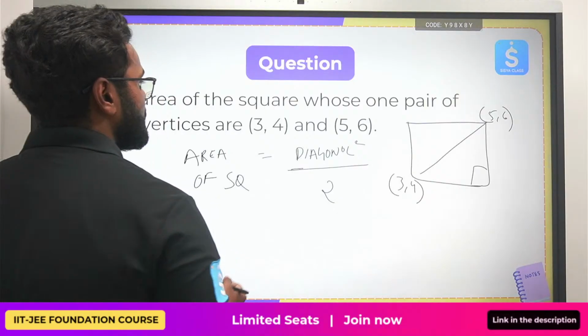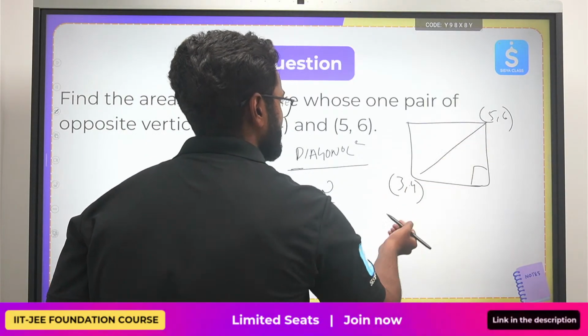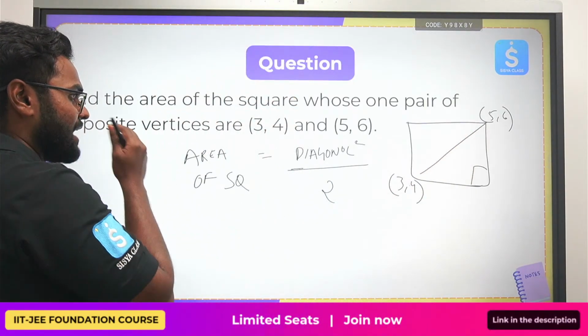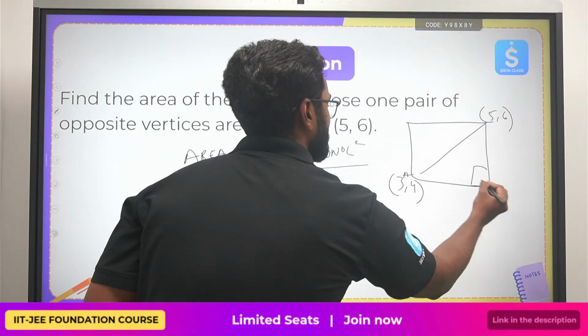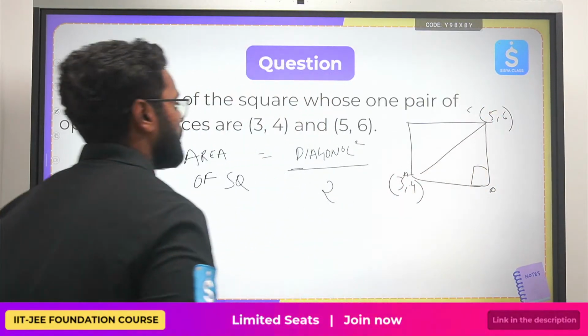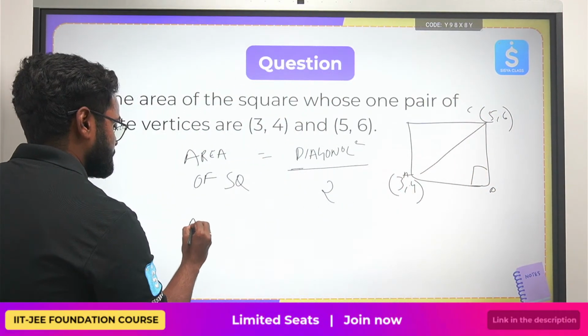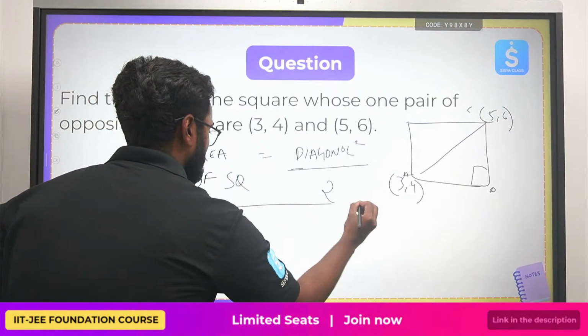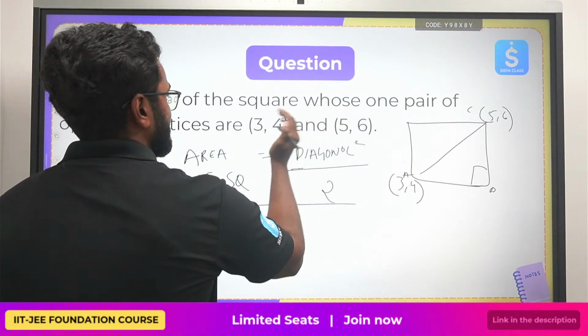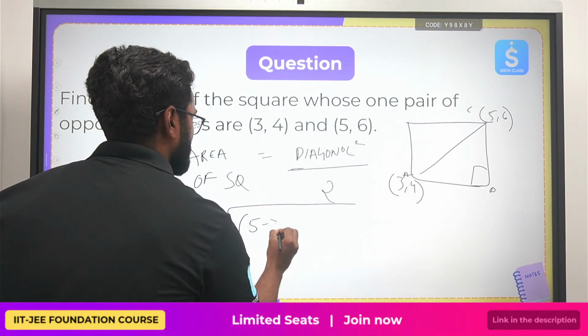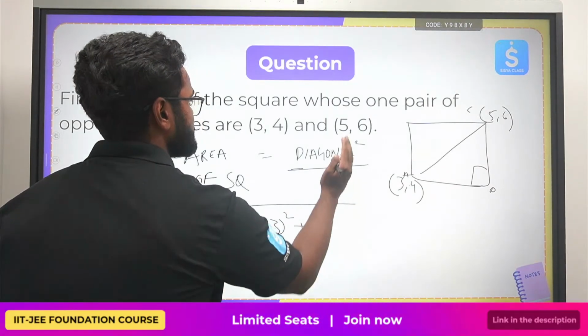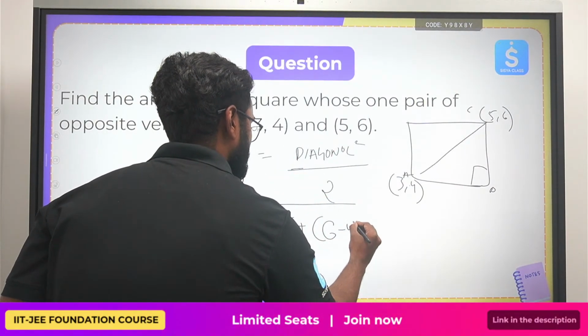Now how do you find the distance between these two? It would be the diagonal length. The length of the diagonal is AC, so you have to find AC. That's equal to root over (x2 minus x1), (5 minus 3) whole square, plus (6 minus 4) whole square.